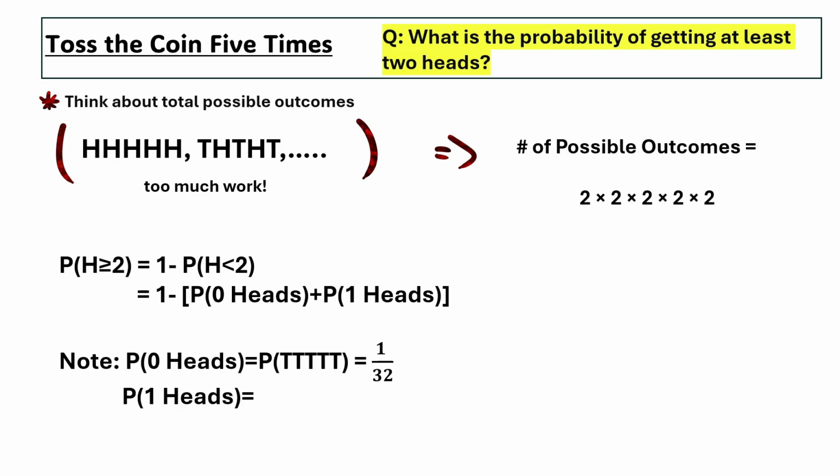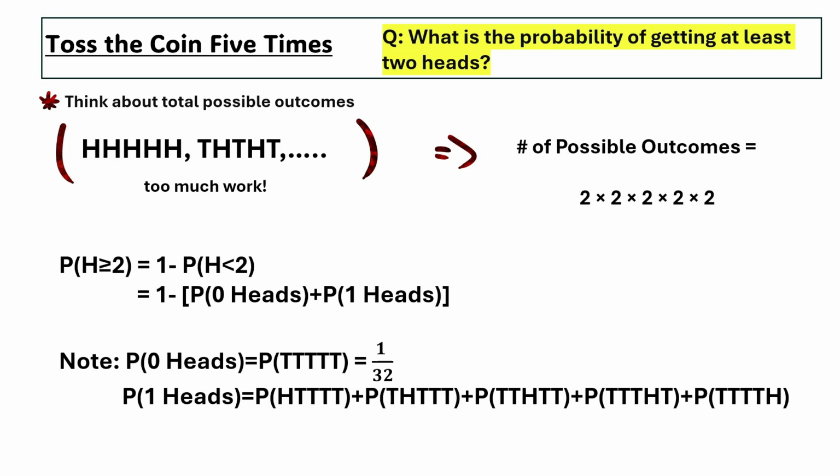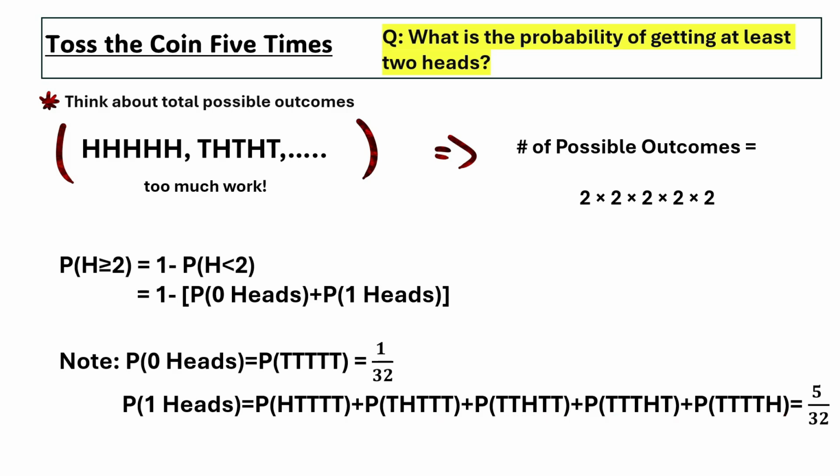Now, how do we get probability of getting 1 heads? Well, if you think about it, that's going to be the sum of the 5 probabilities that you see at the bottom of the screen. If you look at the 5 outcomes over here, each one of them contains only 1 heads. So that means that in order to get the probability of 1 heads after throwing coin 5 times, we simply have to add the probabilities of these 5 outcomes, which is going to equal to 5 divided by 32.